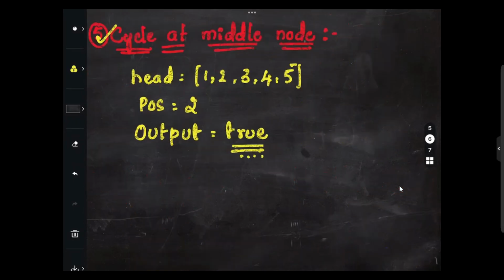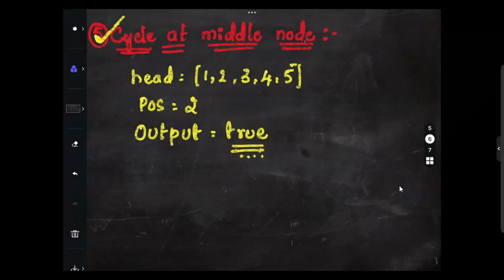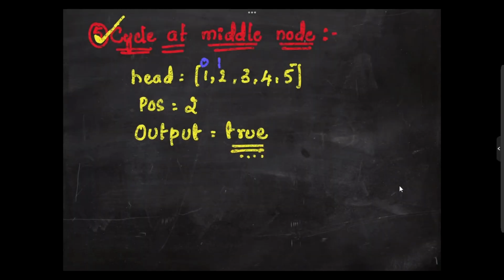Let's move on with the final edge case here: cycle at the middle node. Position we have been given is 2. The positions are 0, 1, 2, 3, 4, so this is the middle node right here. Position given is 2, so node 3 loops back, forming a cycle. This one we have to consider like this, right? Node 3 loops back, forming a cycle.